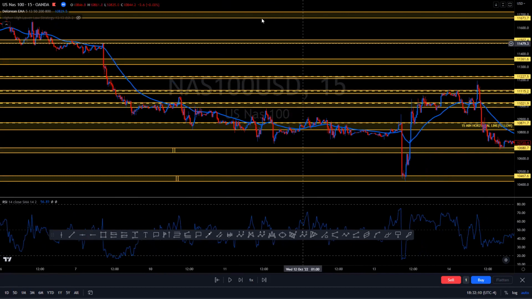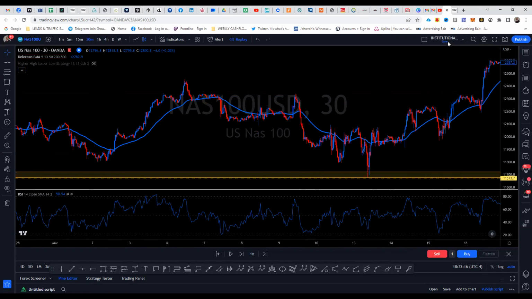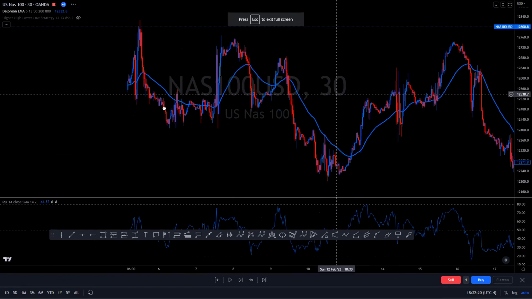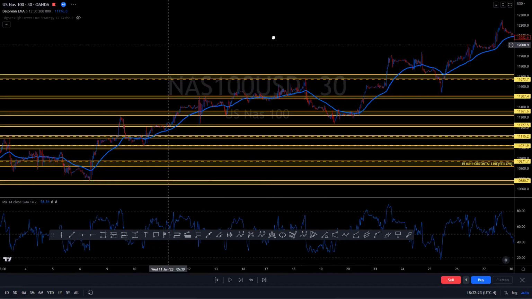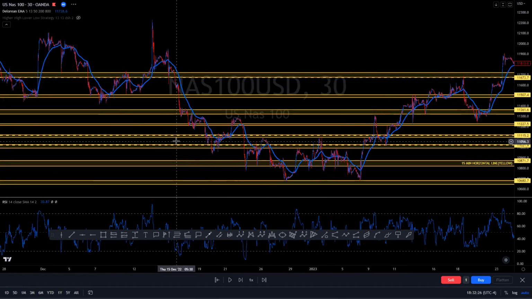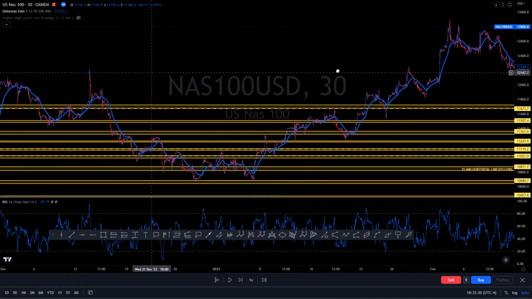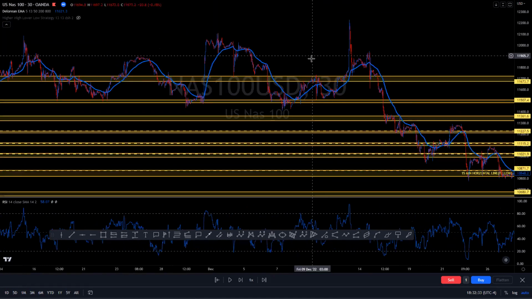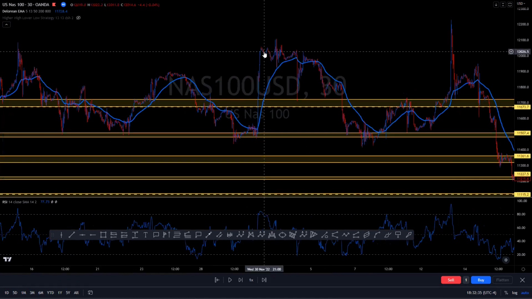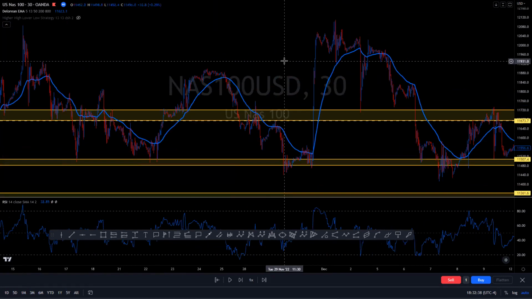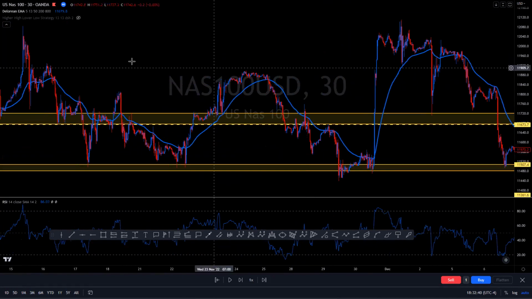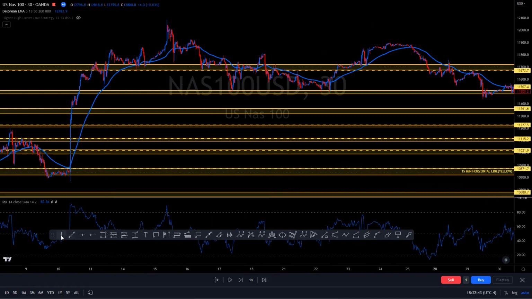So now we're going to go on ahead to the 30-minute. So we're going to go all the way back to where we left off in our markups. This is where the last vertical line was. Now we got to get these areas here. So I'm going to put our vertical line over here.